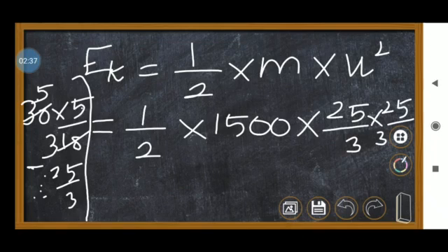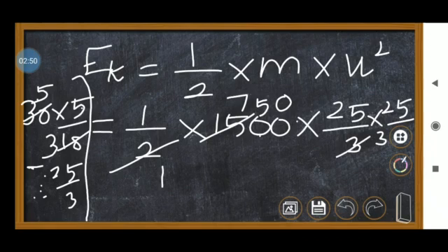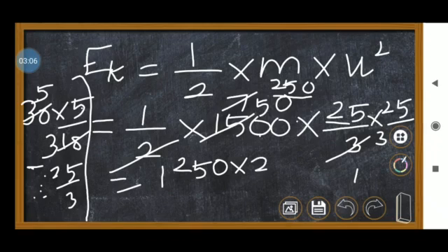Because of the square, here 1 2 is 2, 7 2s are 14, remaining 1, 5 2s are 10, so 750. And if you cancel further, 1 3 is 3, 2 3s are 6, and remaining 1, 5 3s are 15, so 250. So it is 250 into 25 into 25 divided by 3.